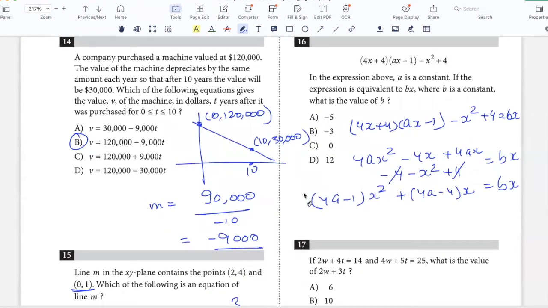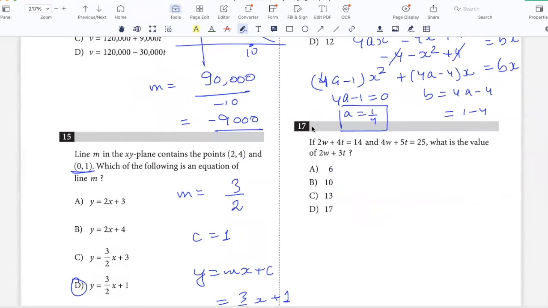Okay, so if we equate the like coefficients, then there is no x squared term on the right. So 4a minus 1 is 0. So a is 1 by 4. And b is 4a minus 4. So that's 4 into 1 by 4, 1 minus 4. So b is negative 3.